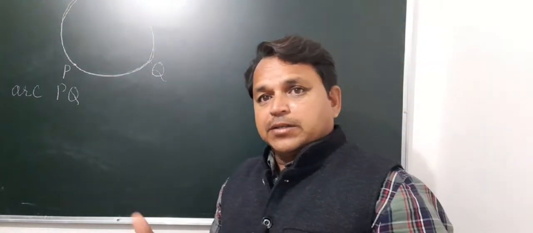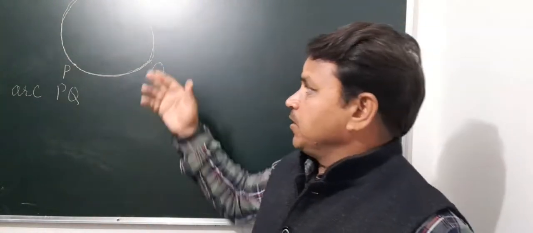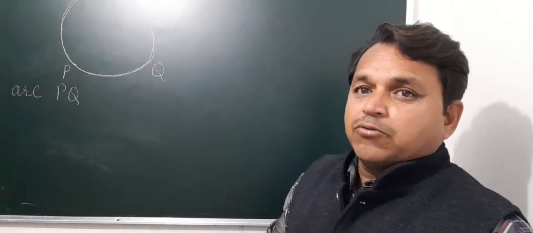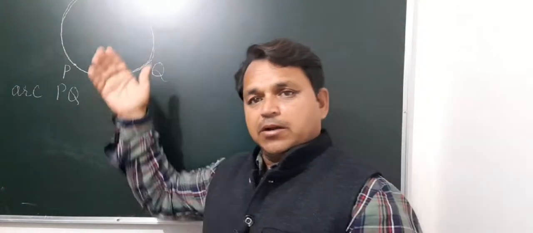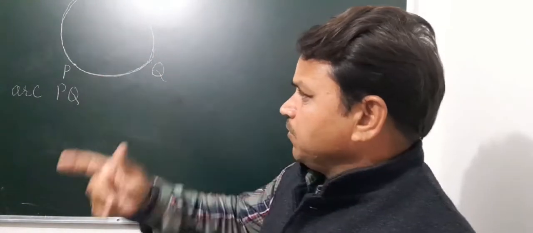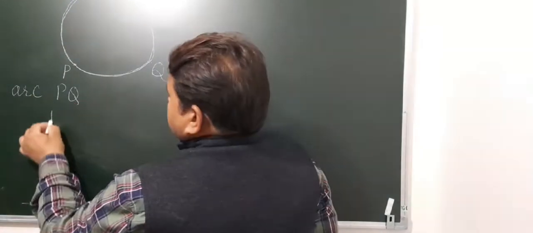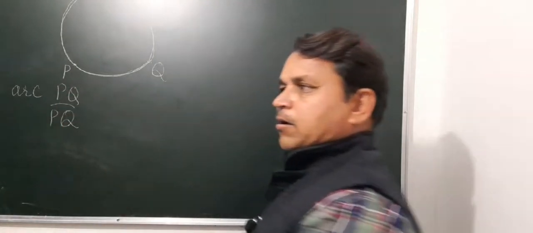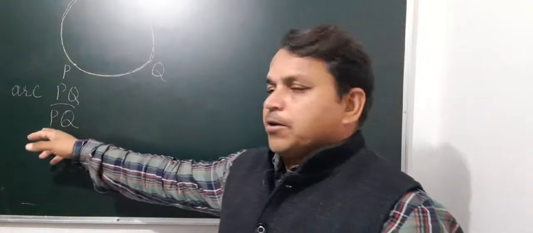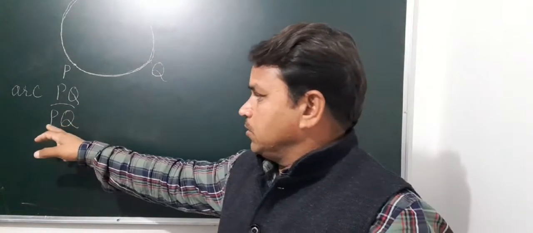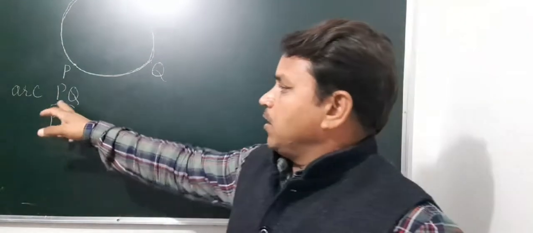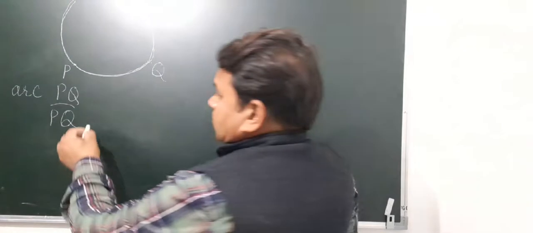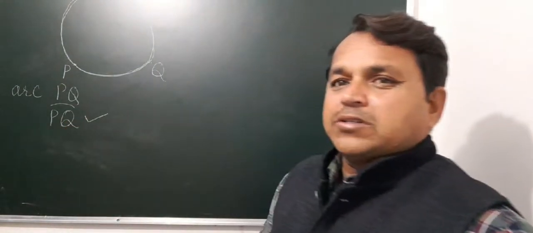Each chord divides the circle into 2 segments. In the same way, any 2 points divide the circle into 2 arcs, out of which one is the minor arc and one is the major arc. How to represent them? Either you write arc PQ, or you can write PQ with a small curved line above the 2 letters denoting the 2 points. This is the symbol of arc, and it will be read as arc PQ, not just PQ.